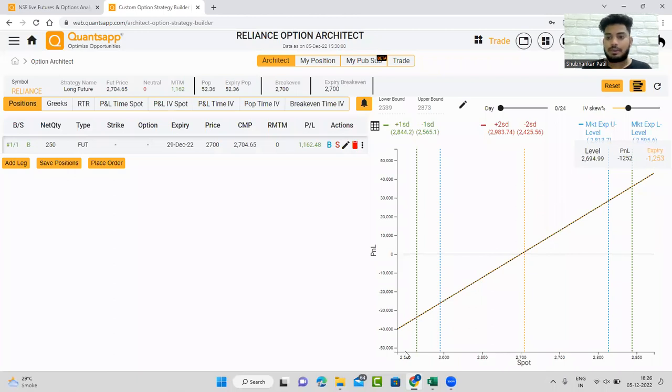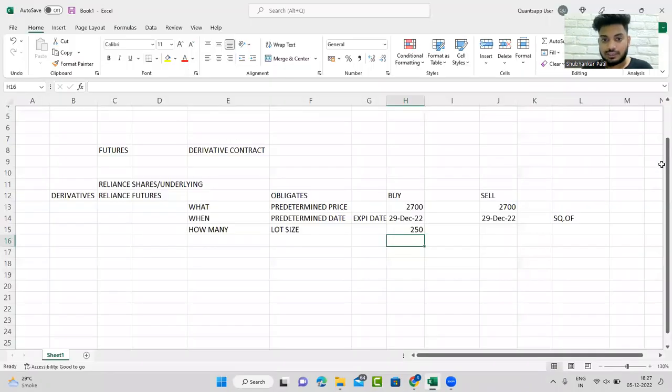You will get to see on various levels of Reliance how much PNL you might end up making. Now, there can be multiple scenarios. The price might go down. If you have bought the contract, you will make a loss. If you have sold the contract and the price goes down, you will make a profit. If you have bought the contract and the price goes up, you will make a profit. If you have sold the contract and the price of the underlying goes up, you will book a loss.